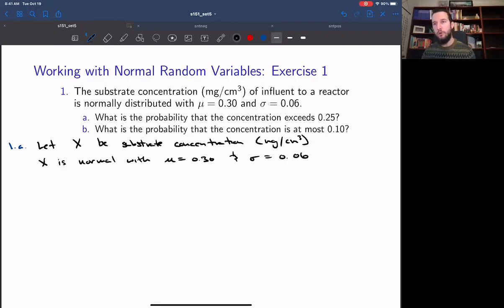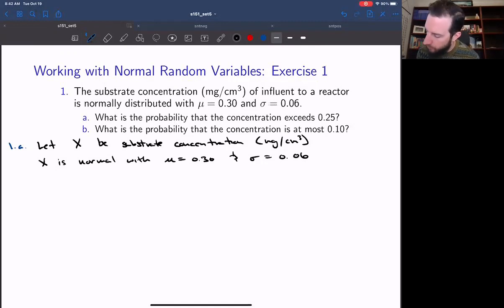Okay, so we are then told that X is normally distributed with a mean of 0.3 and a standard deviation of 0.06. So we're given the key pieces of information to understand what X looks like. So we know that the substrate concentration will follow that normal curve. And that normal curve is going to be centered at 0.3. What is the probability that the concentration exceeds 0.25?